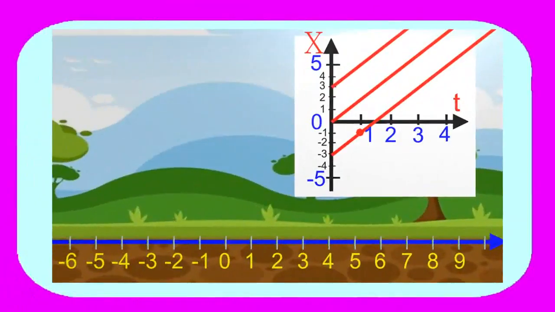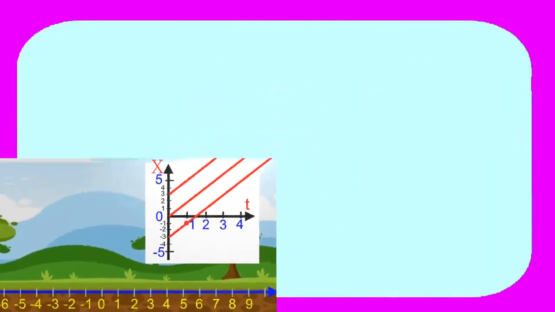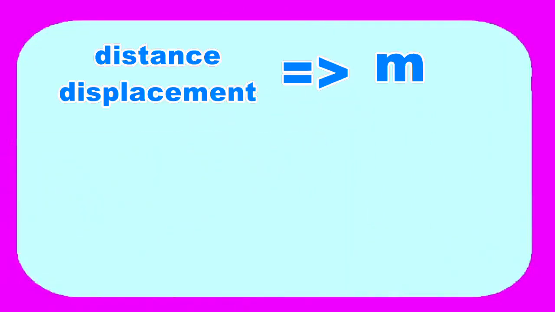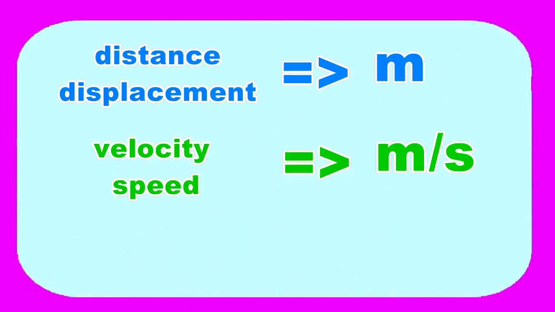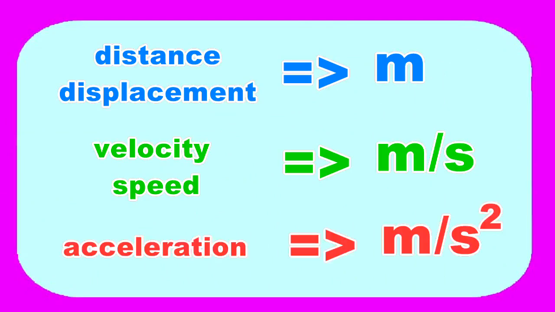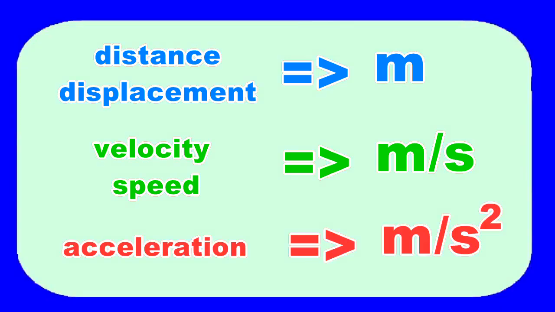In the previous examples we looked at the position time graph. Now we want to look at the velocity time and acceleration time graph. Tip 1. The unit of distance and displacement is meters. The unit of velocity and speed is meters per second. The unit of acceleration is meters per second squared.